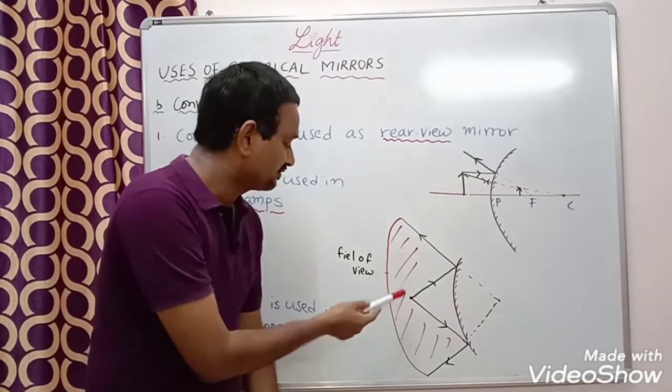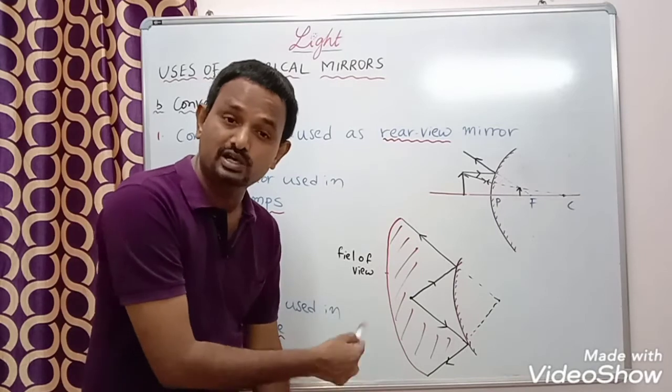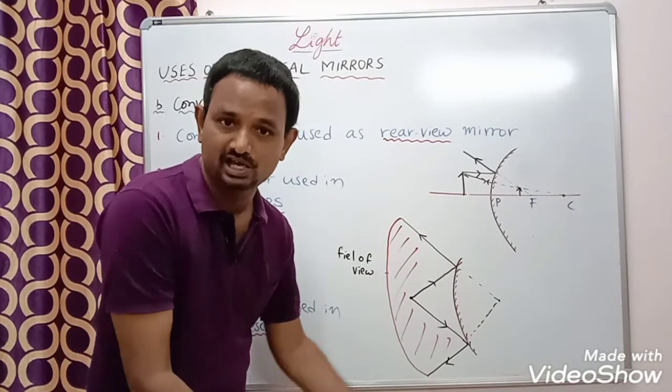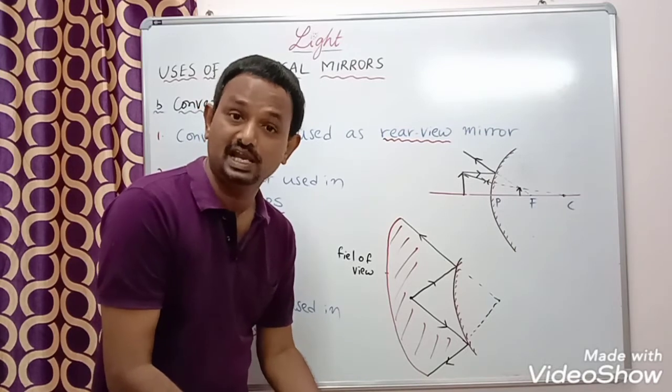Because of the larger field of view, it covers more area on the ground, so a person can see more area on the ground, especially at night.